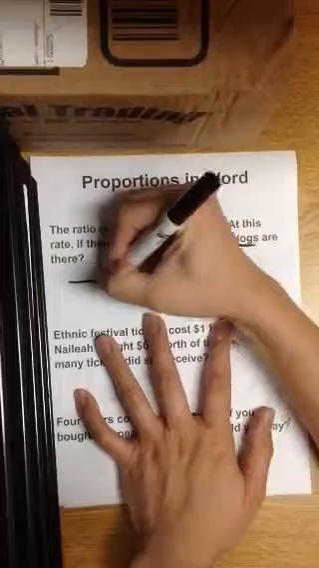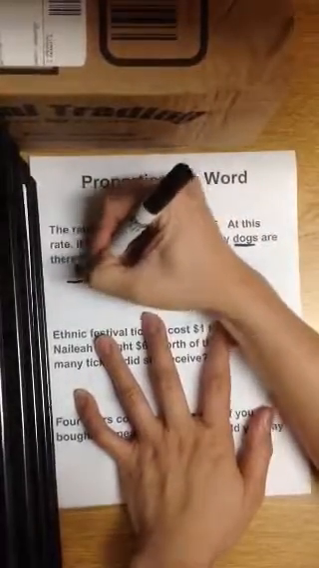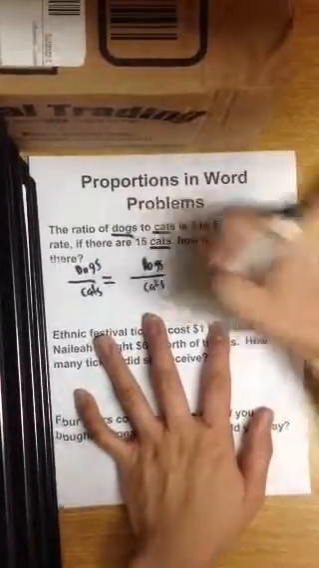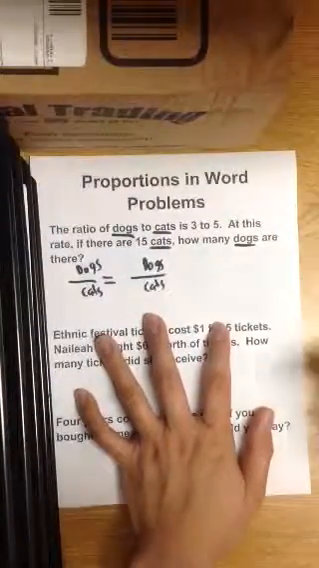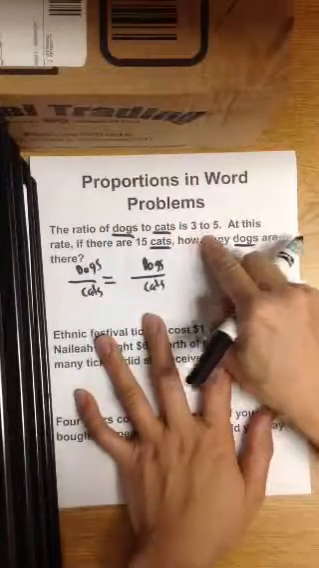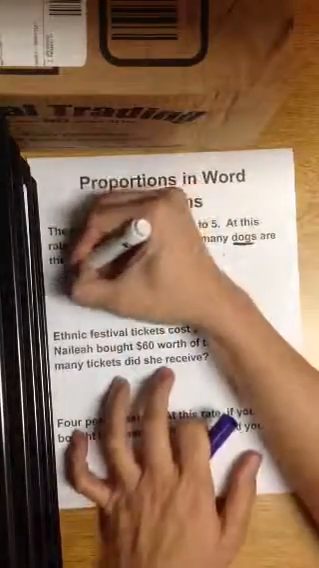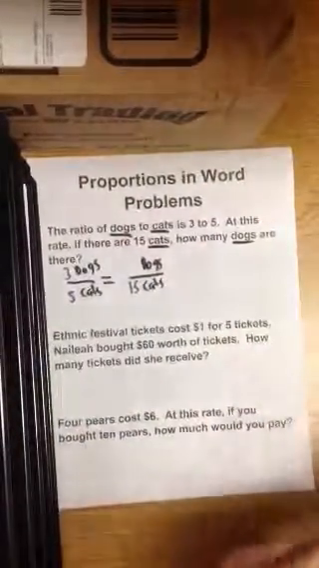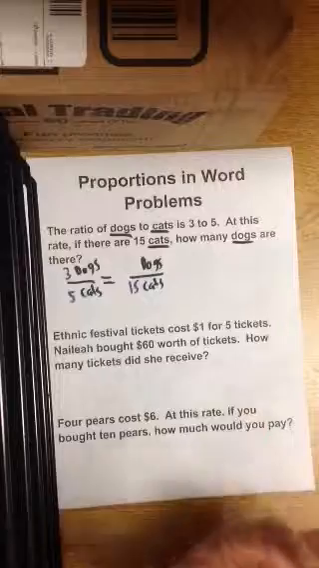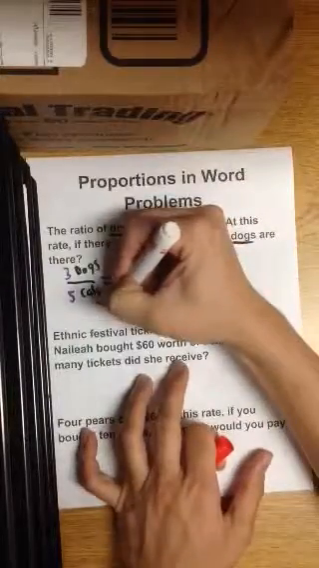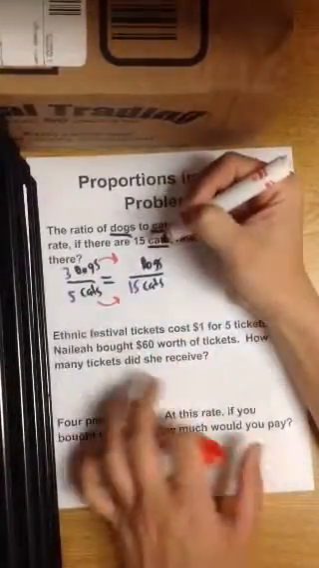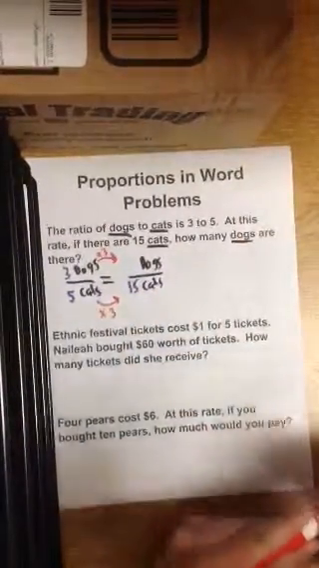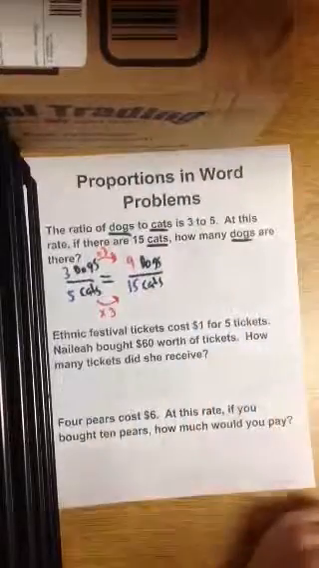So let's draw a proportion and let's label it. It's very important that you label it. If you don't label it, you're not going to know where to put the numbers. So this problem is about dogs and cats. So dogs is 3 to 5. There are 15 cats. How many dogs? Do we know the number of dogs? No. So you could solve it through the scale factor. What can you multiply 5 cats by to get 15? You multiply it by the scale factor of 3, so the answer is 9 dogs.